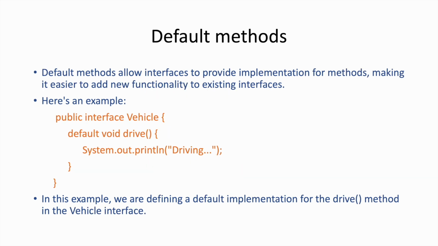Another feature is default methods. Default methods allow interfaces to provide implementation for methods, making it easier to add new functionality to existing interfaces. Here's an example. In this example, we are defining a default implementation for the drive method in the Vehicle interface.